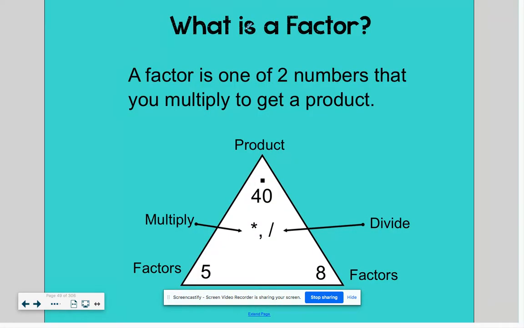So what is a factor? A factor is one of 2 numbers that you multiply to get a product. So on this fact triangle, 5 and 8 are our 2 factors. They multiply together to give you 40, which is the product or the answer to 5 times 8. That star can be used to represent multiplication, and the slash can be used to represent division.